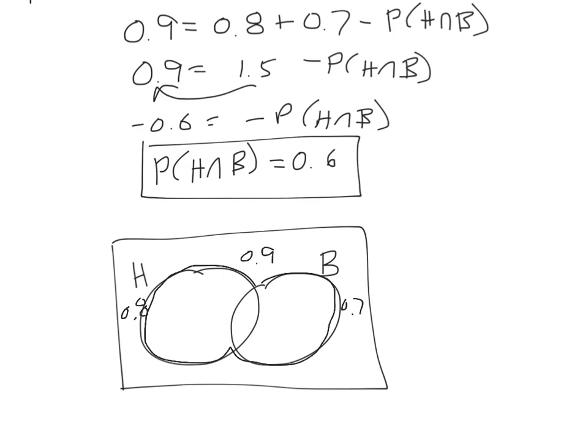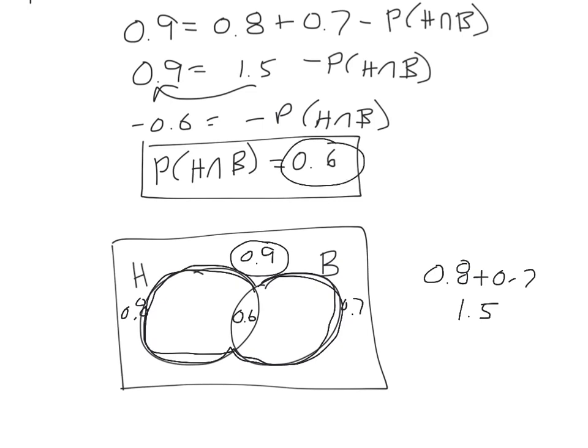So my thinking on this is, well, wait a minute, if I add 0.8 and 0.7 together, I'm going to get 1.5. But wait a minute, that means that these two circles are adding up to 1.5? That's too much. I overcounted by 0.6. That means this here has to be 0.6. And honestly, there's our answer right there. But you can also sort of work backward to see it.